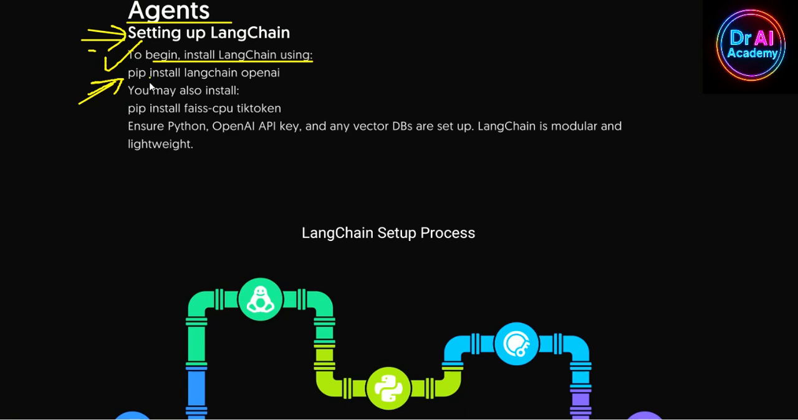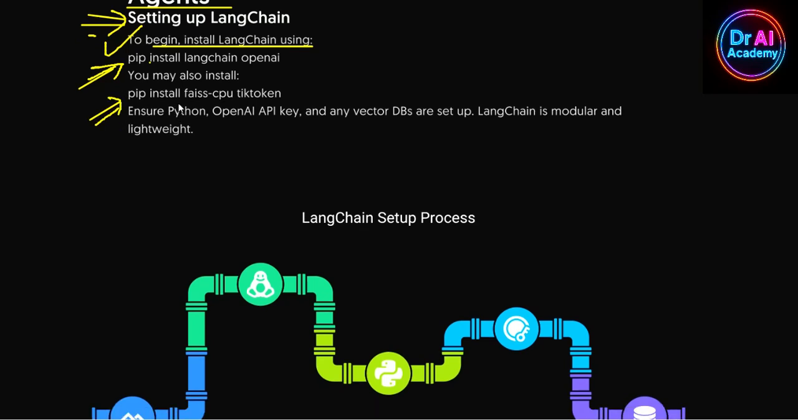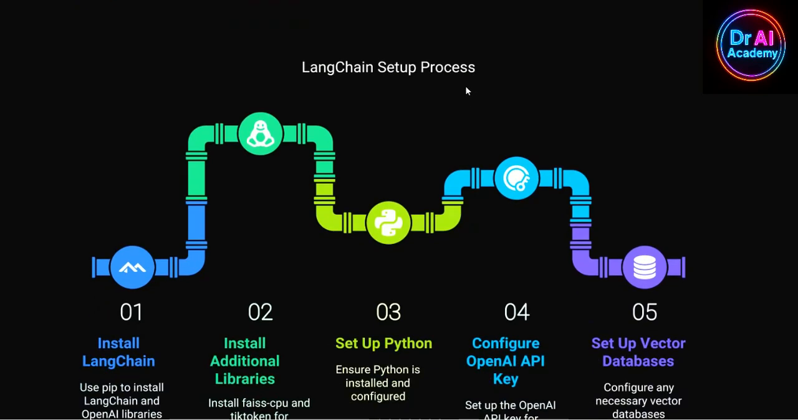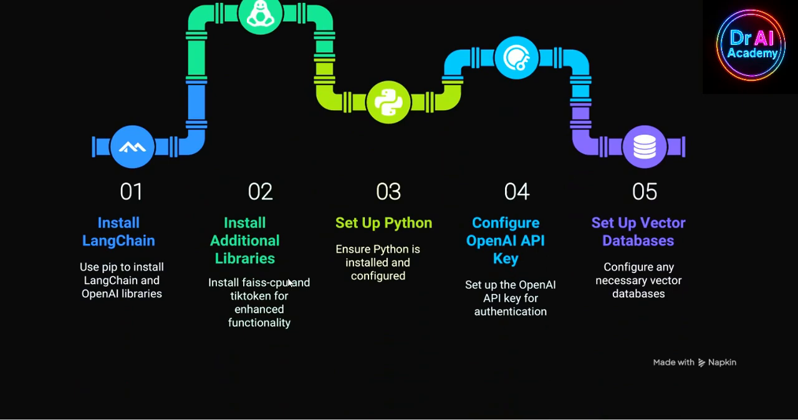You might also want to install extra tools like pip install faiss-cpu tiktoken. Once installed, import the required modules and you're ready to go. LangChain is modular, so you can pick only what you need. No bloat, just clean, agentic design.